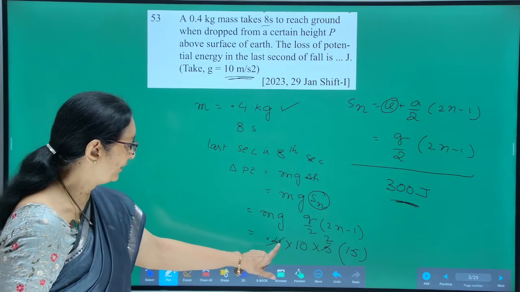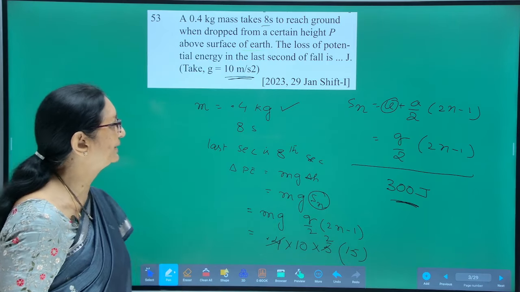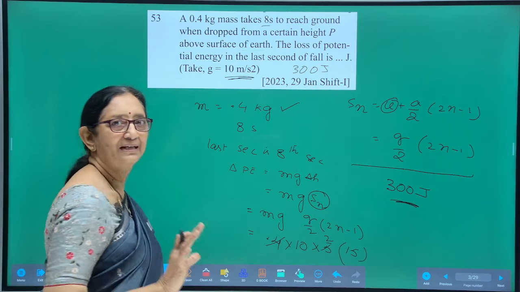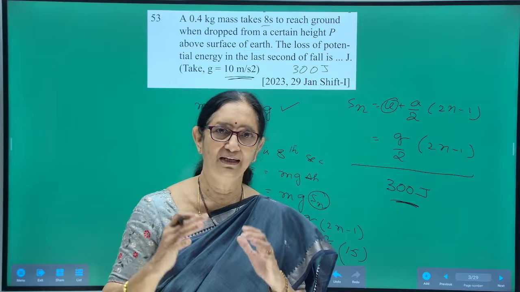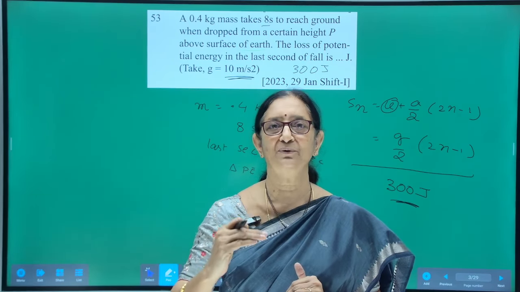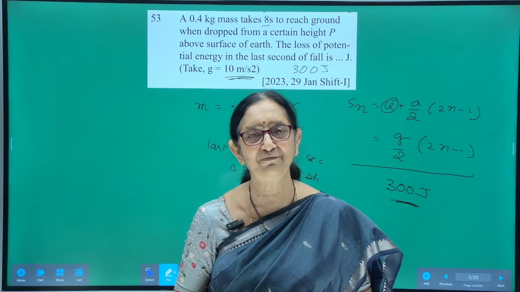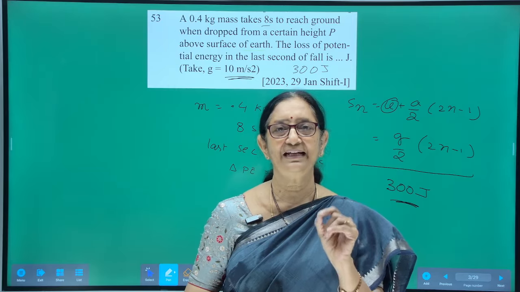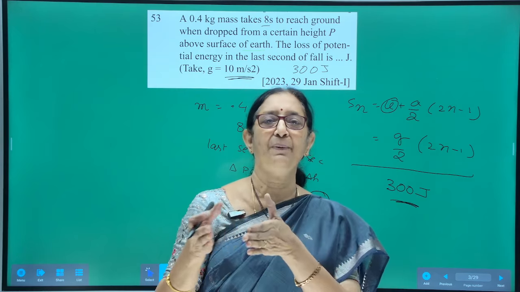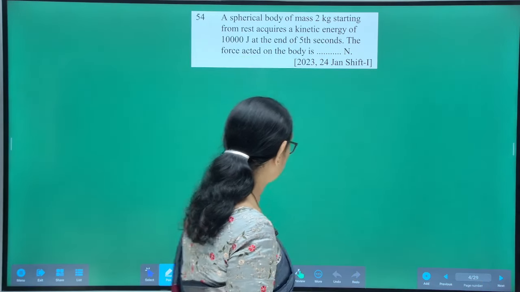See here, 0.4 into 5, it is 2, 2 15s are 30 into 10, so it is 300 joules. That is the answer. So, here the loss of potential energy is mg into the distance through which it falls in that particular second. Distance travelled by a freely falling body in the nth second is g by 2 into 2n minus 1. So, mg into g by 2 of 2n minus 1, that is what we have taken over there. Go to the next problem.